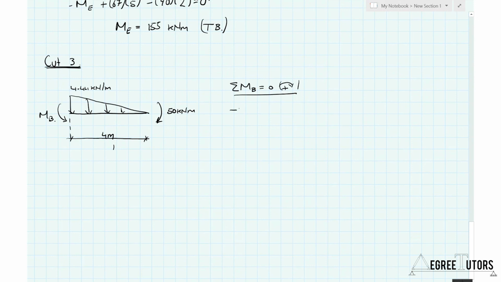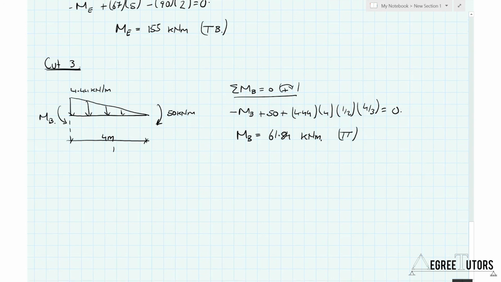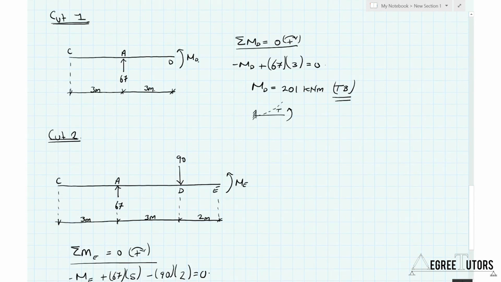So what do we have? Minus MB plus the 50 kilonewton meter moment plus 4.44, acting over 4 meters, half because it's triangle and it has a lever arm of 4 over 3, which is all equal to 0. And so MB is equal to 61.84 kilonewton meters. Excellent. And again, assumed direction is correct, and that assumed direction would induce tension on the top of the structure. Okay, so we can just go ahead and put those numbers back onto our structure.